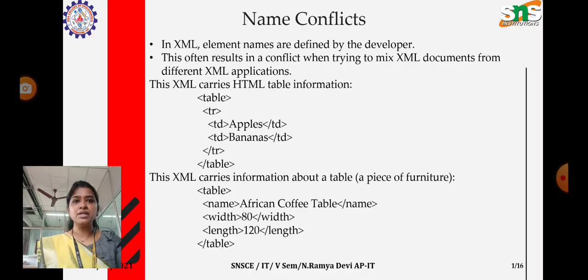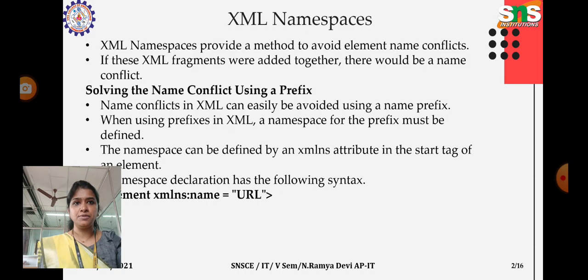This XML carries HTML table information like table, TR, TD, apples, bananas, and the below XML carries the information about the same table, but it is an African coffee table. So they have specified the width and height of the table. To overcome this naming conflict, XML namespaces provide a method to avoid element name conflicts. If these XML fragments were added together, there would be a name conflict.